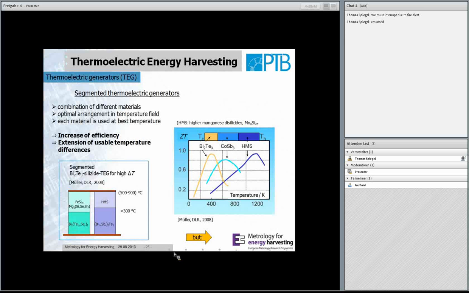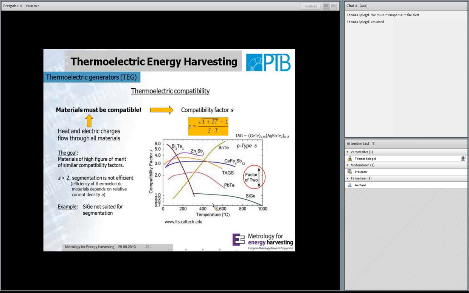I said that the efficiency depends not only on the figure of merit of the materials used, but also on the temperature difference. But we have also seen before that different materials have their highest ZT values not in a wide temperature range, but rather in small temperature ranges. So it was proposed to combine different thermoelectric materials with ZT maximum values at different temperatures to increase the usable temperature difference and therefore to increase the efficiency.